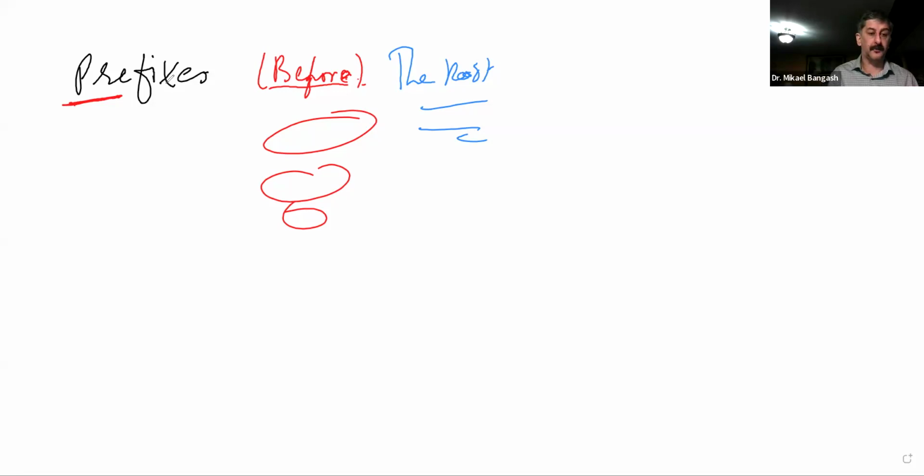Okay, so far we have talked about root words. We have talked about suffixes. So today we're going to talk a bit about the prefixes, which means what comes before the root word. Anybody have any question about that?